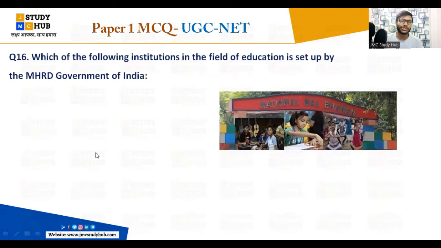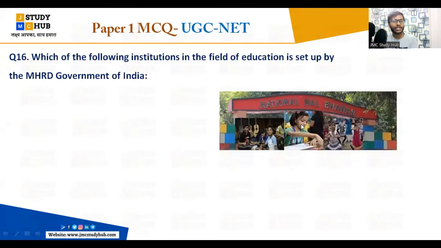Which of the following institutions in the field of education is set up by the MHRD Government of India? Everybody. Which of the following institutions in the field of education is set up by the MHRD Government of India? This is already the answer. It is here in the picture. Okay. Yes. This is the thing that will be in your mind. Just looking at the pictures, it will be in your mind that the field of education is set up by the Government of India.